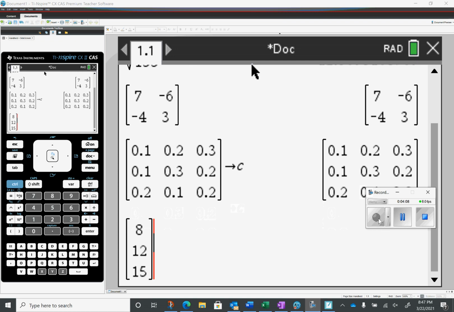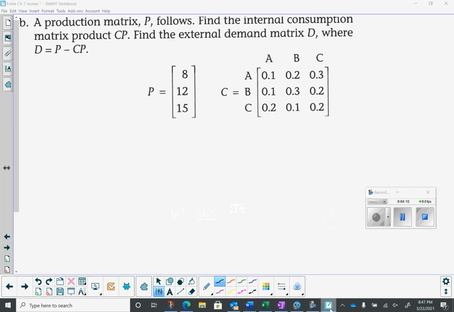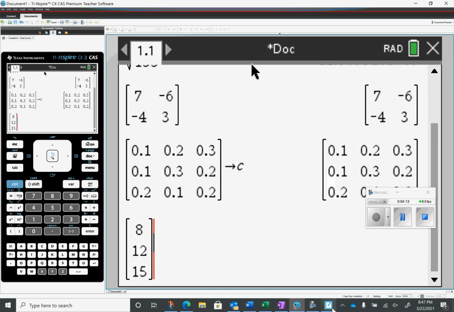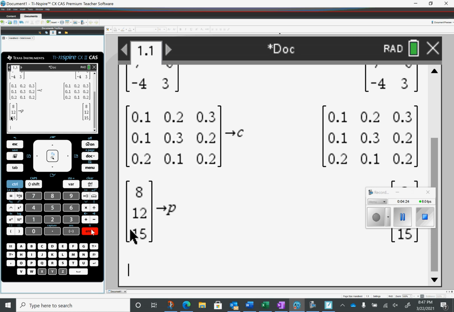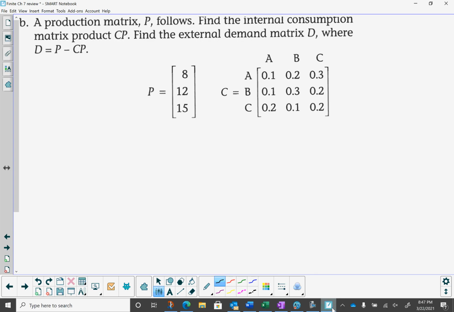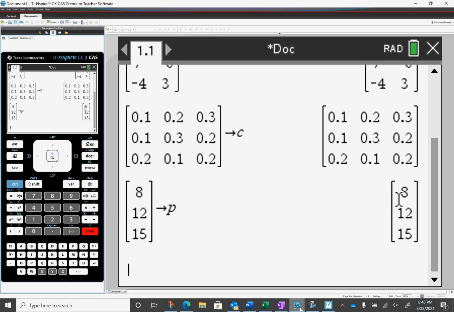So then matrix P should be a 3 by 1, 8, 12, 15. And again, I will save that as our production matrix. And again, it really doesn't matter that those are uppercase, those are lowercase. So they want you to first of all find the internal consumption matrix by taking C times P. Again, with our calculators here.